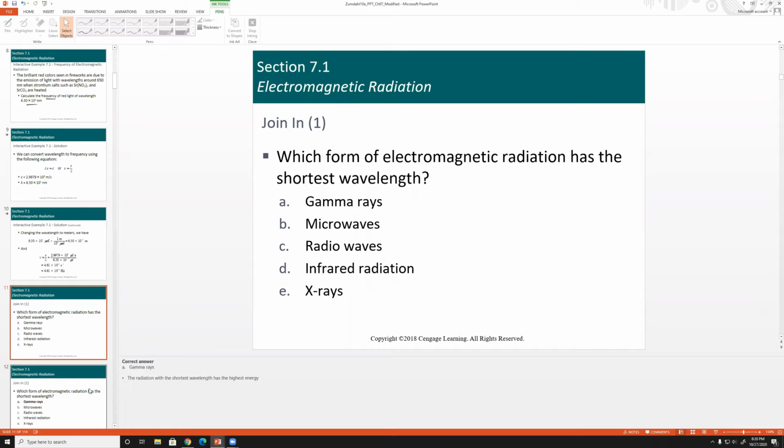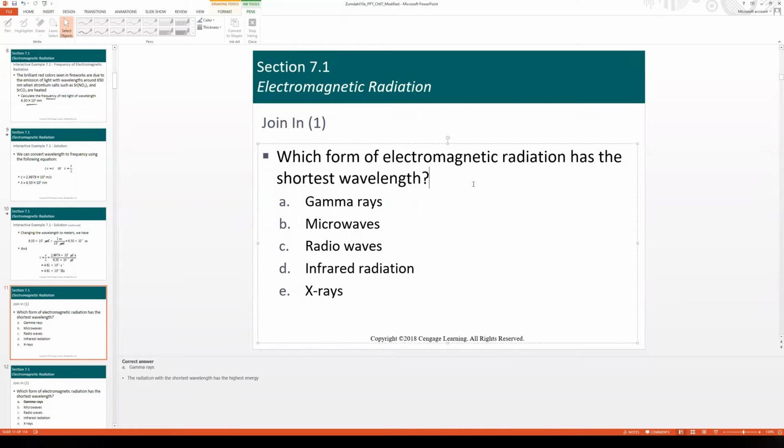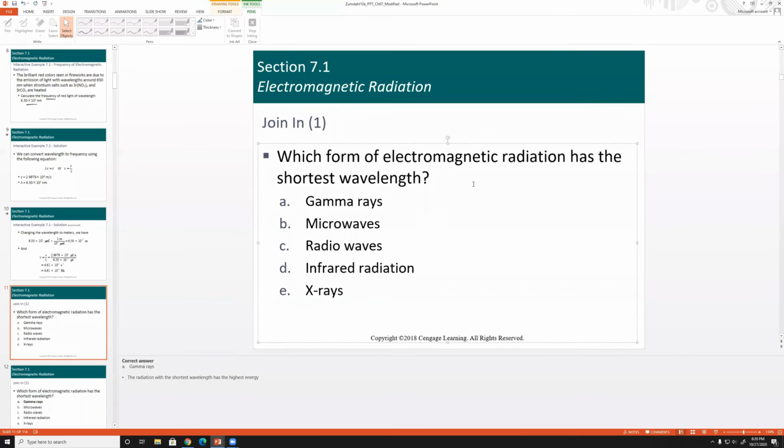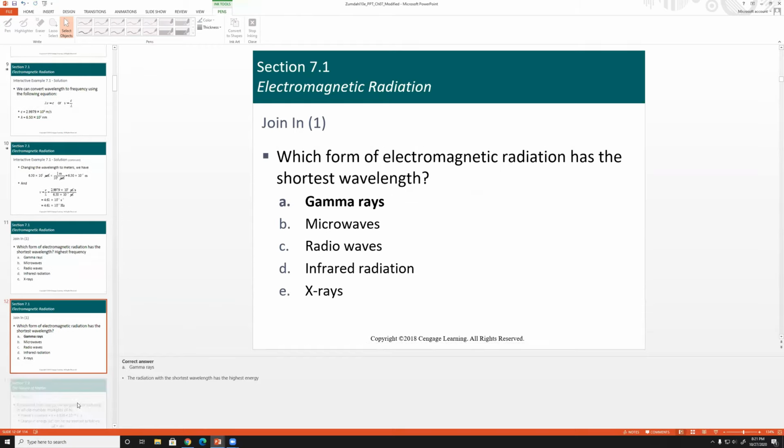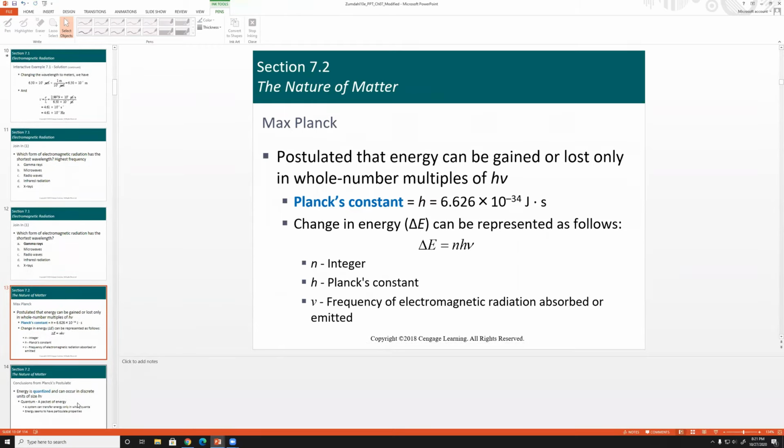We have gamma rays have the lowest wavelength, and they have the highest frequency. So that's important to make that distinction. So shortest wavelength is the same thing as highest frequency. So yeah, gamma rays. Good. Okay, moving on to the next thing.